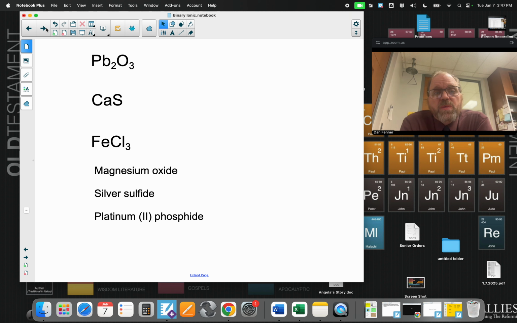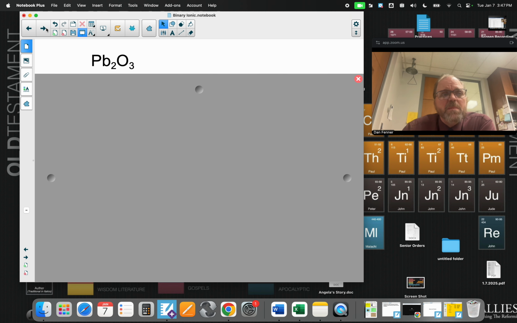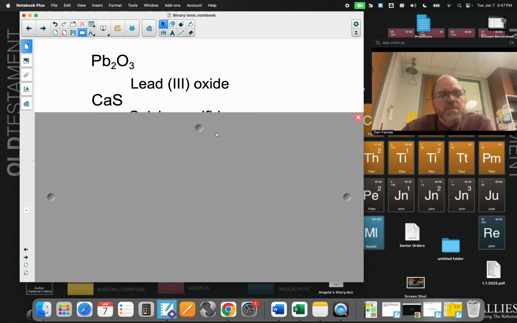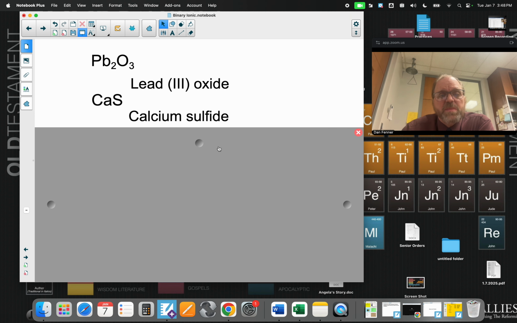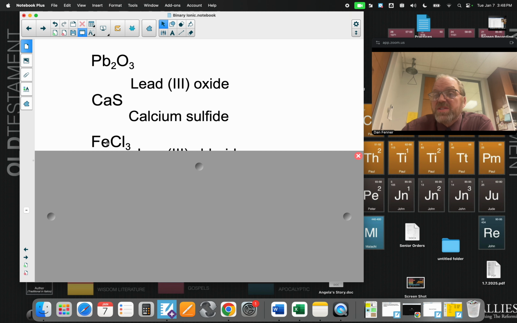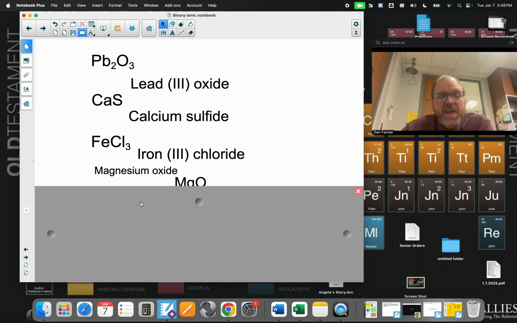So Pb2O3, CaS, FeCl3, and they give me the formulas for magnesium oxide, silver sulfide, and platinum(II) phosphide. All right, pause it, try it. Okay, here we go. Ready? Pb2O3, that's going to be lead(III) oxide. CaS is going to be calcium sulfide. FeCl3, we don't know the oxidation of iron, but chloride is -1 times 3 is -3, so iron has to be +3. Iron(III) chloride.